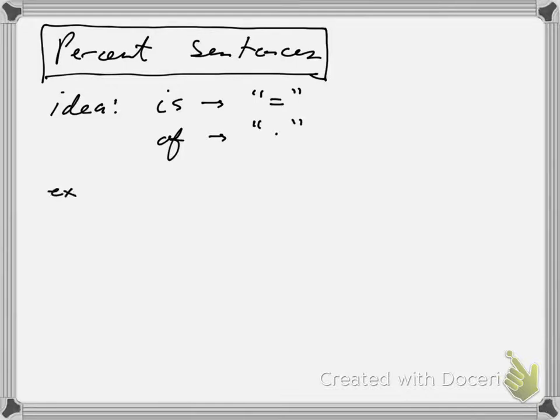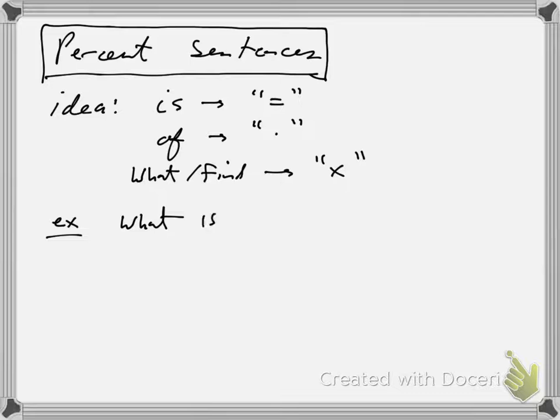Let's take an example. Oh, my bad. And one more thing. What or find translates to the variable x. That's our unknown. Okay, so let's take an example. What is 38% of 96? So just translate it using this translation key right here.